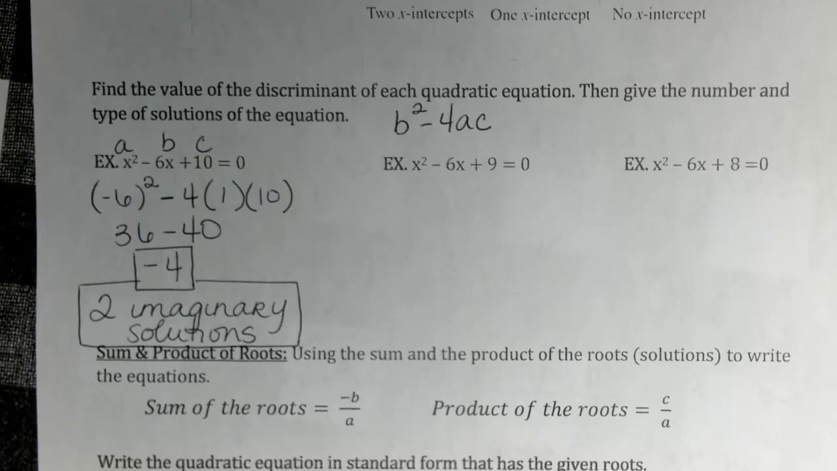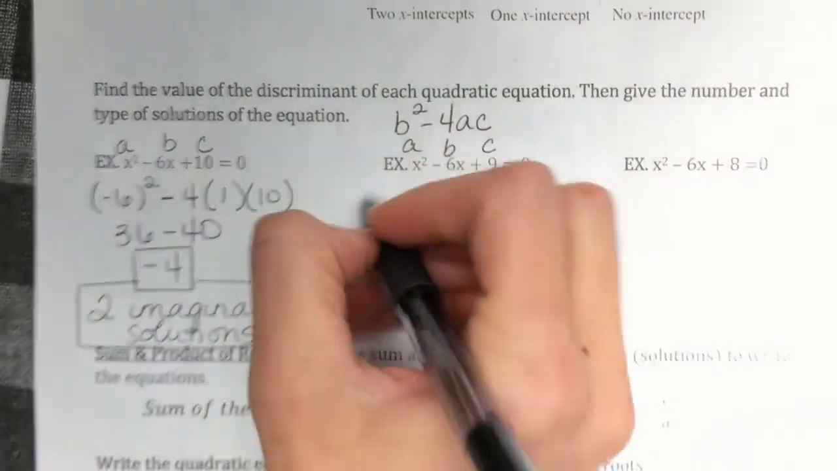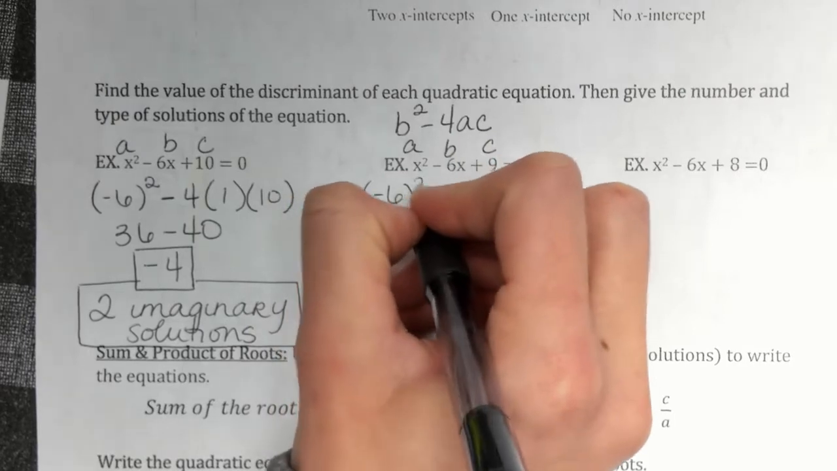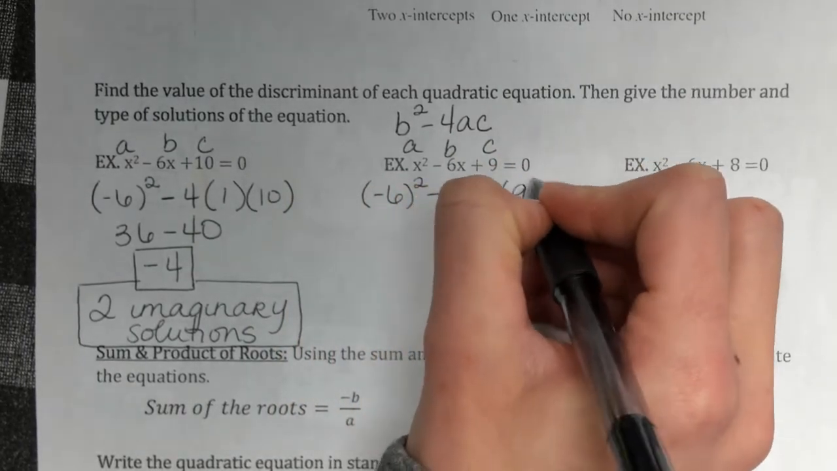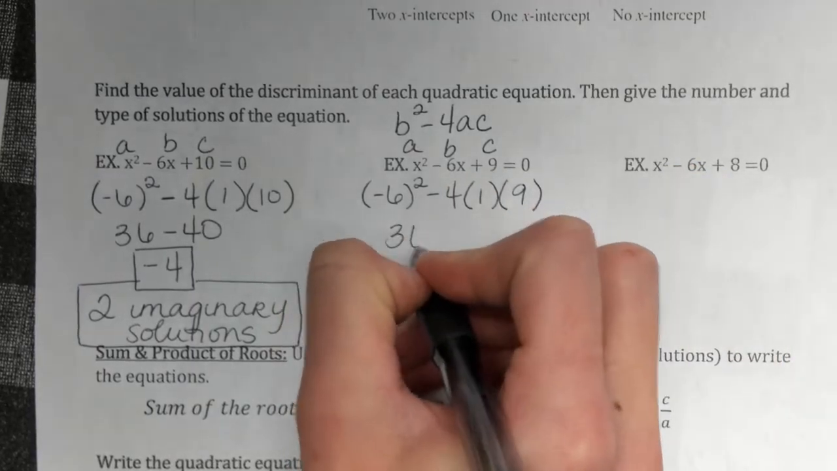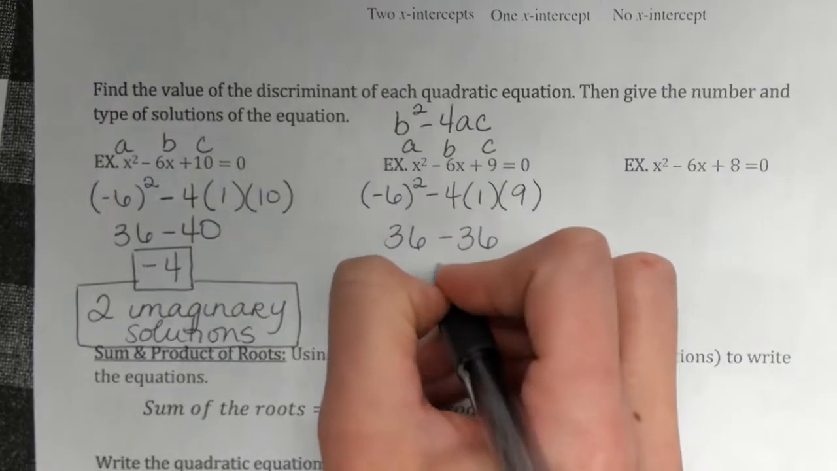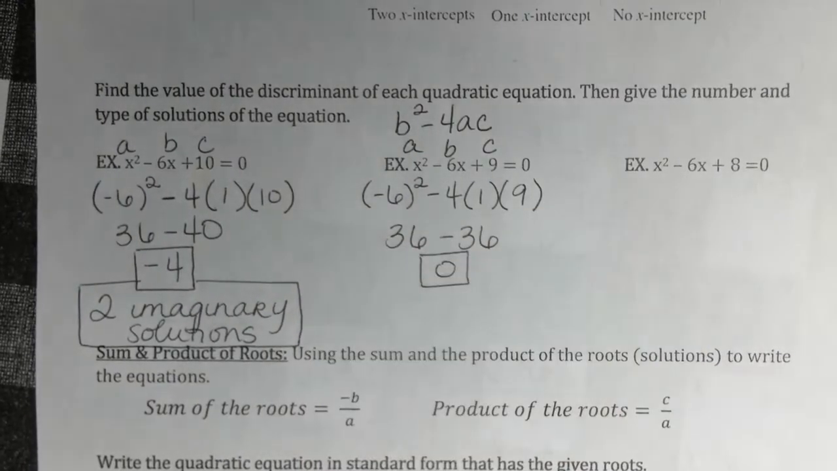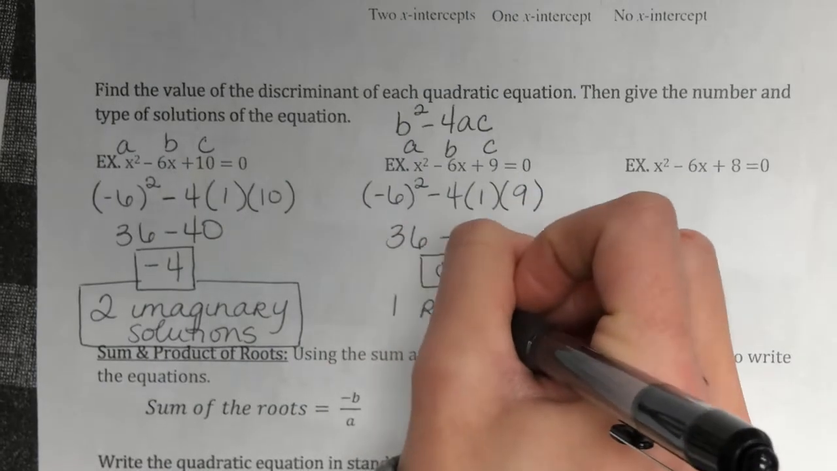Alright, so then I do x squared minus 6x plus 9. I label my a, b, and c. I'm going to have negative 6 squared minus 4 times 1 times 9. Gives me 36 minus 36, which gives me 0. I have one real solution.